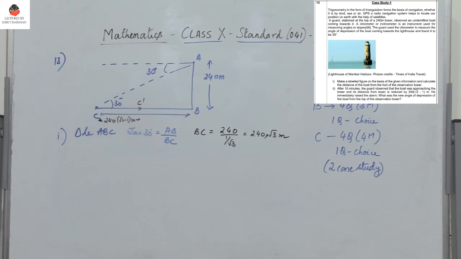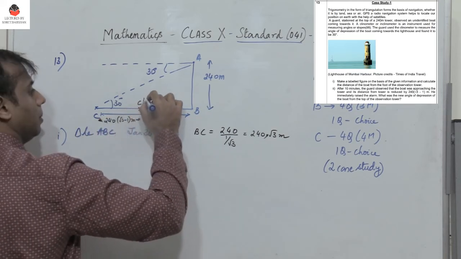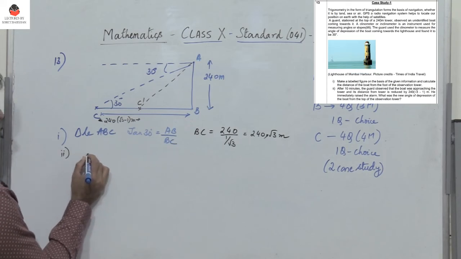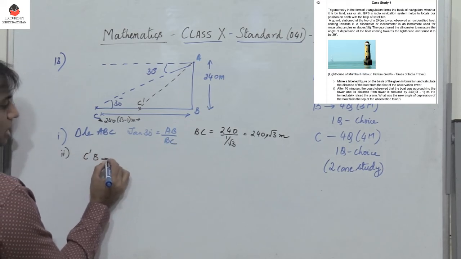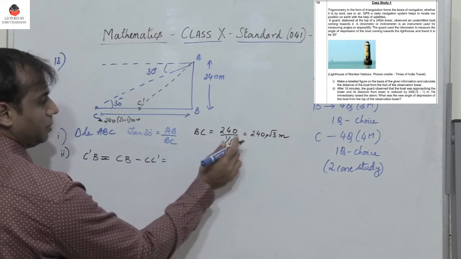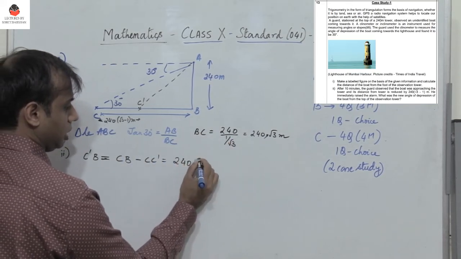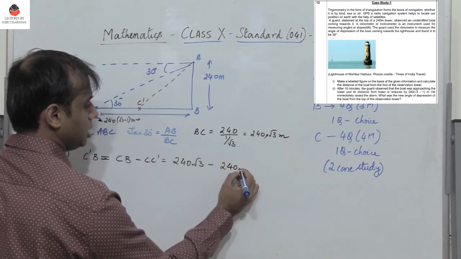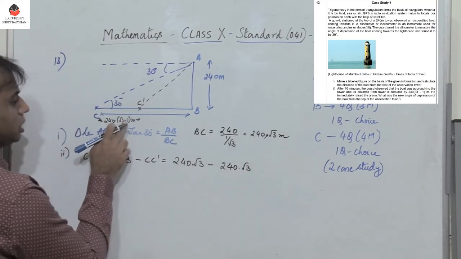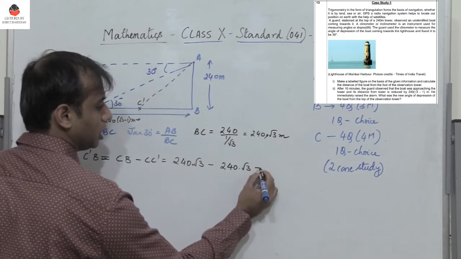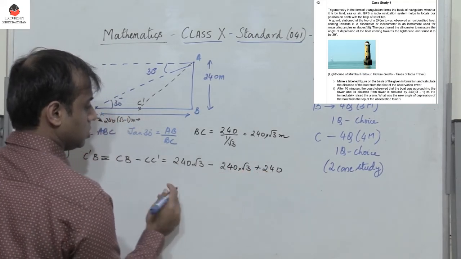He immediately raised an alarm. What is the new angle of depression? So now I have this angle and I need to find this distance for the second one. So what is C dash B? It is definitely CB minus CC dash. So what is CB? BC is 240 into root 3, minus CC dash. So let me remove the brackets. I get 240 into root 3, 240 into root 3 here with a negative sign. And then you have 240 plus 240. So remember I have minus.